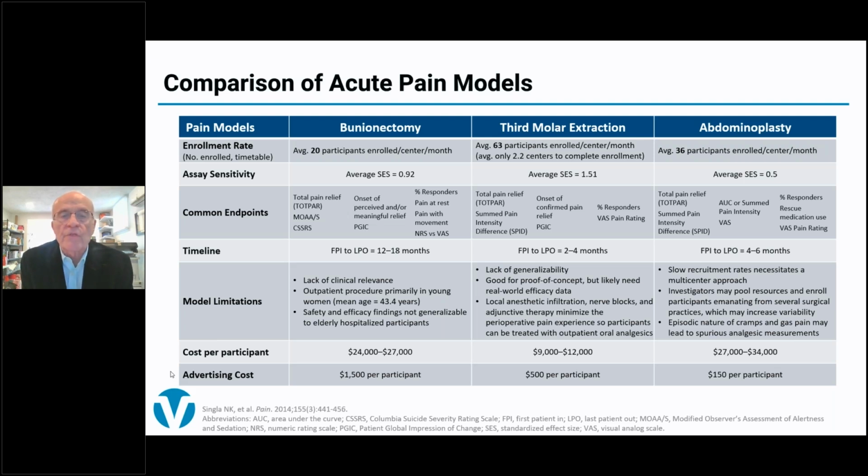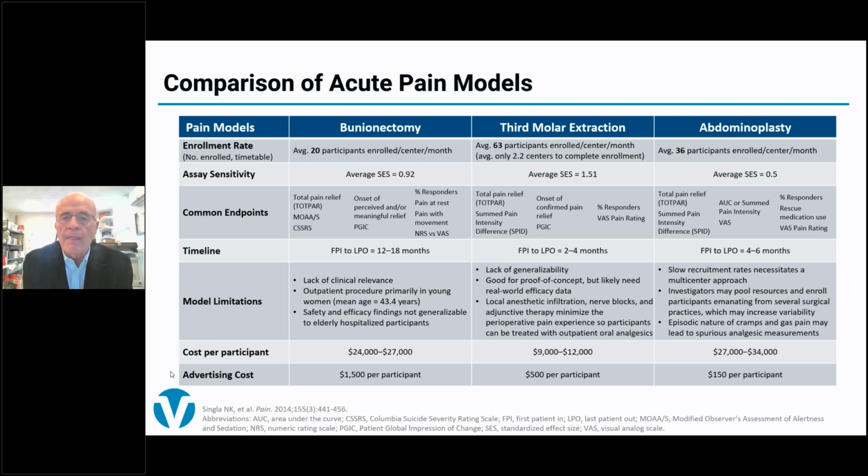And then you've got the third molar. It's also not generalizable, and pain intensity is less, so it's really more commonly used today for a proof of concept than it is for real-world efficacy studies. And it can be influenced a great deal by the local blocks that are used, that can actually reduce the amount of pain intensity during a period when you want to measure or have a significant signal in order to show a difference.